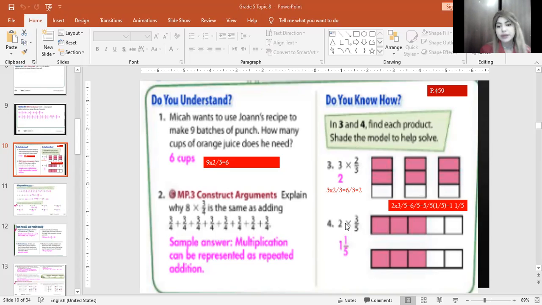Number 4, 2 multiplied by 3/5. Also, I will multiply 2 by the numerator, which is 3, and divide by the denominator. So 2 multiplied by 3 is 6, divided by 5 equals what? Equals 6 over 5.